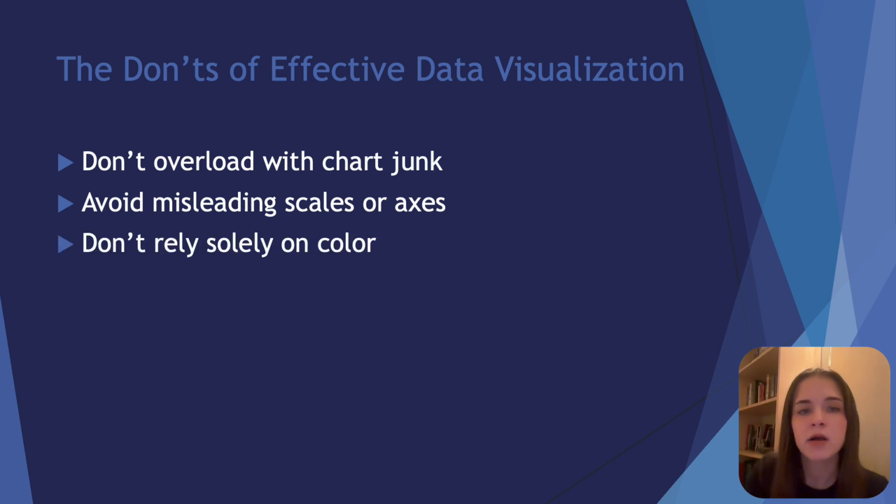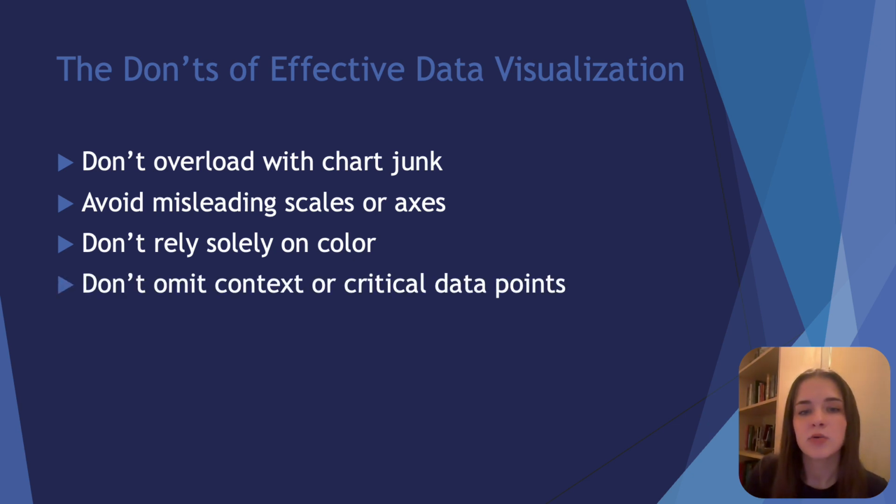Next, don't rely solely on color. Color is useful, but do not use it as the only way to convey information. And then last, don't omit context or critical data points. Always provide enough context. Remember that omitting important data can definitely lead to confusion. For example, showing only part of a time series, like recent months instead of a full year, can distort seasonal trends and things like that.